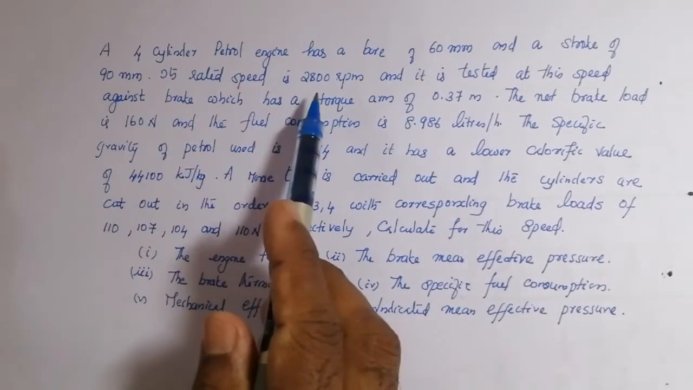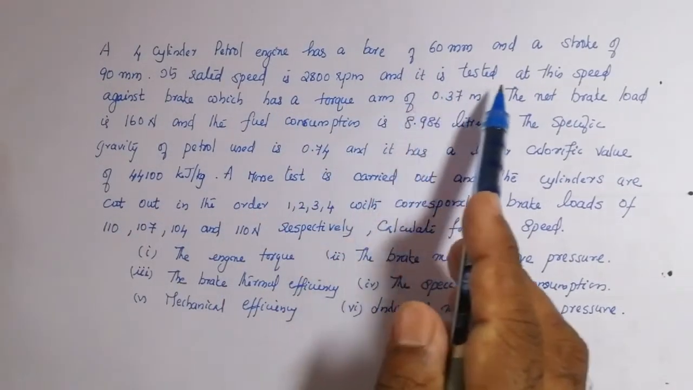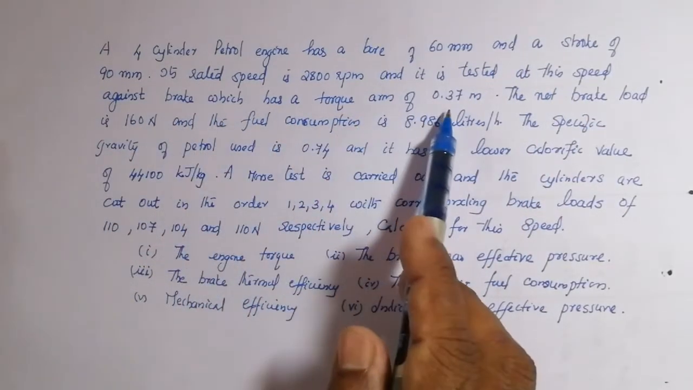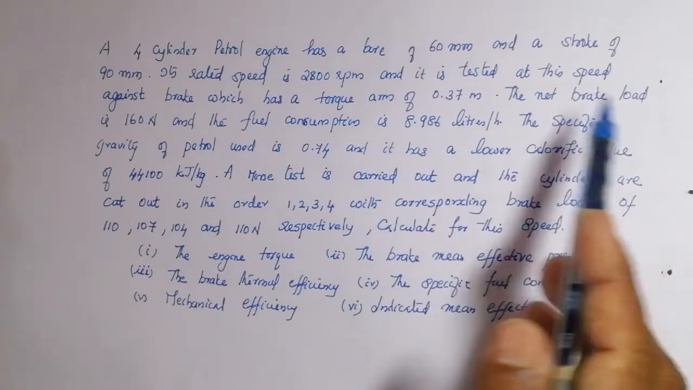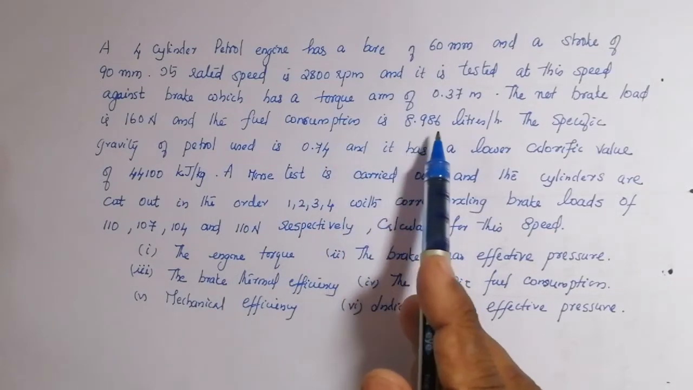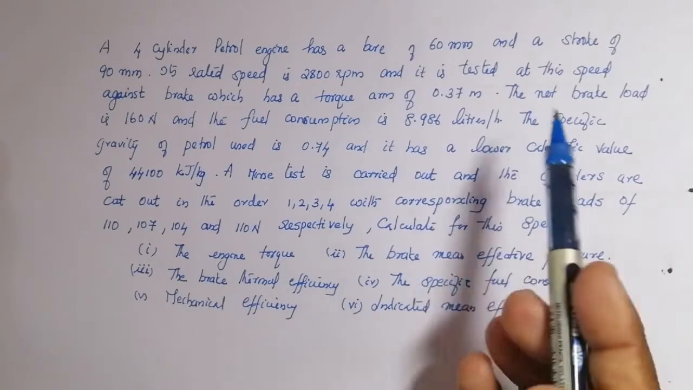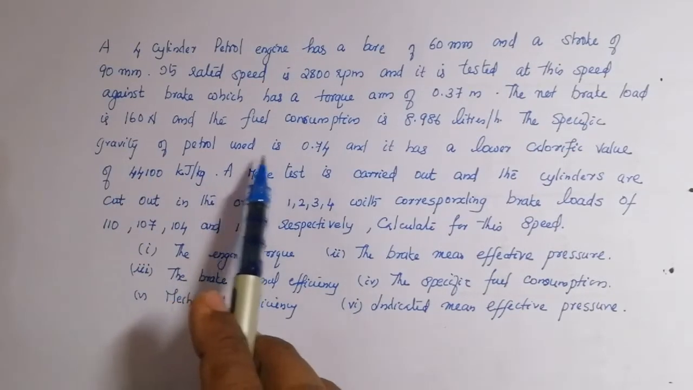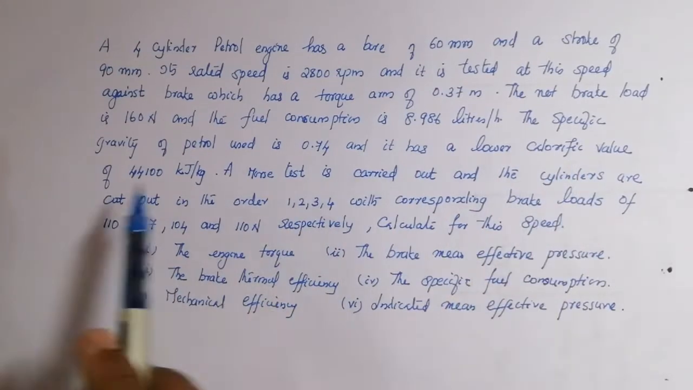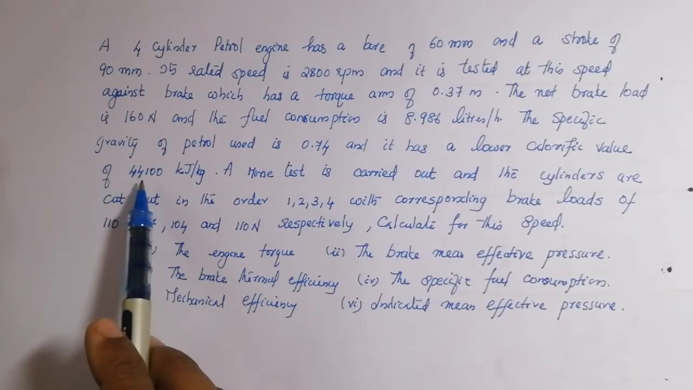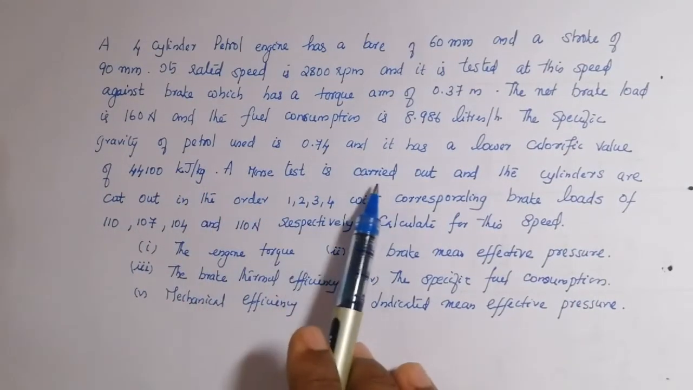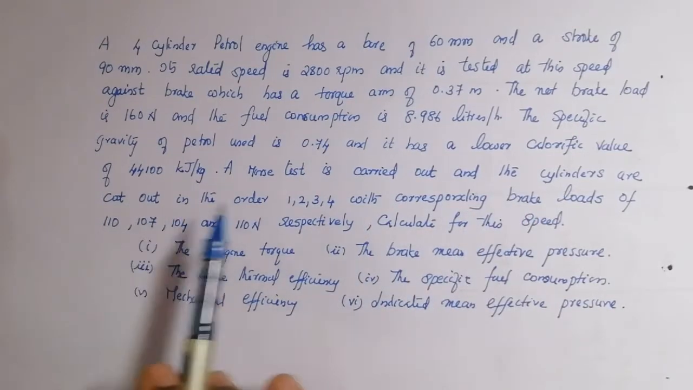Its rated RPM is 2800 RPM and it is tested at this speed against a brake which has a torque arm of 0.37 meter. The net brake load is 160 Newton and the fuel consumption is 8.986 liters per hour. The specific gravity of the petrol used is 0.74 and it has a lower calorific value of 44,100 kilojoule per kilogram.